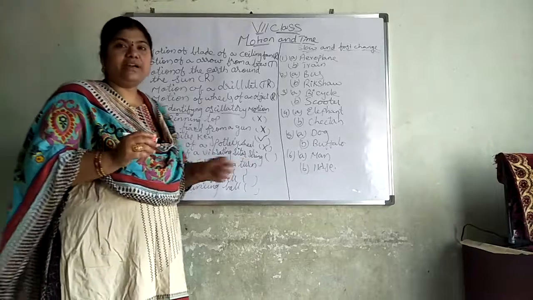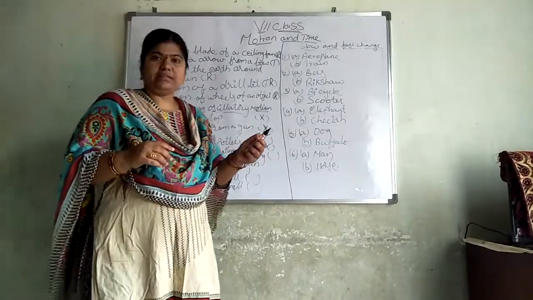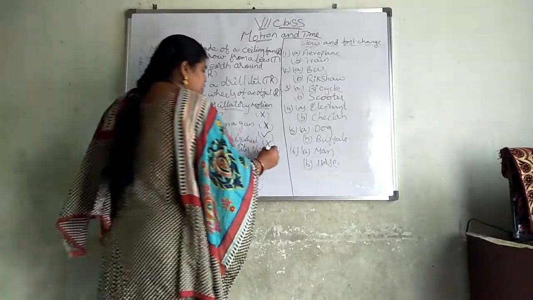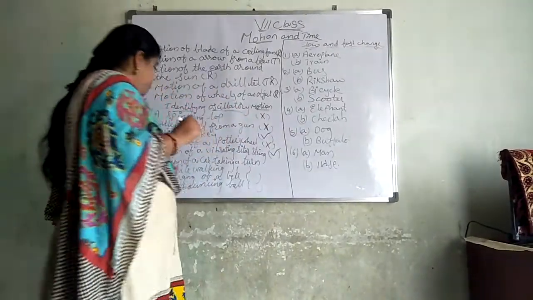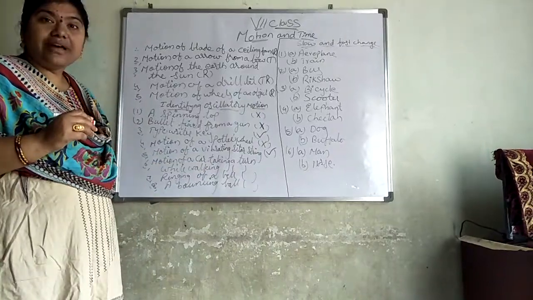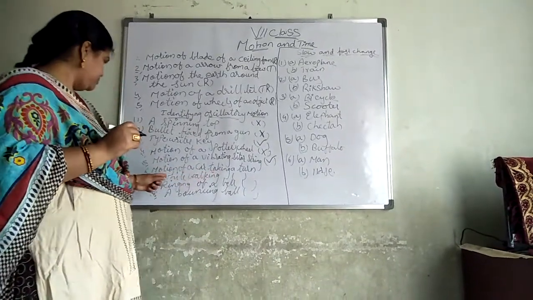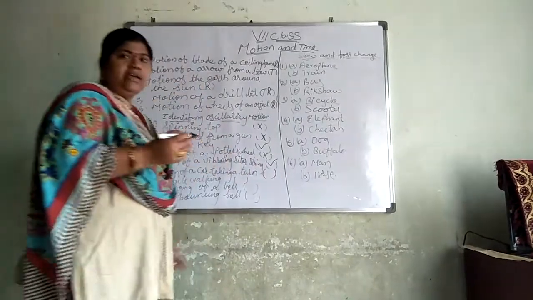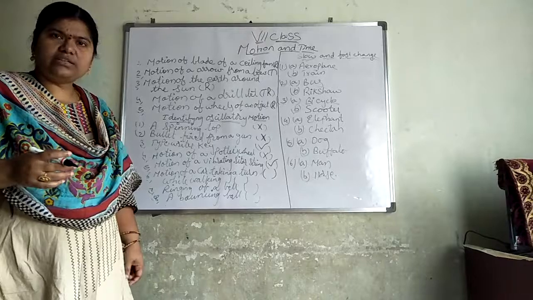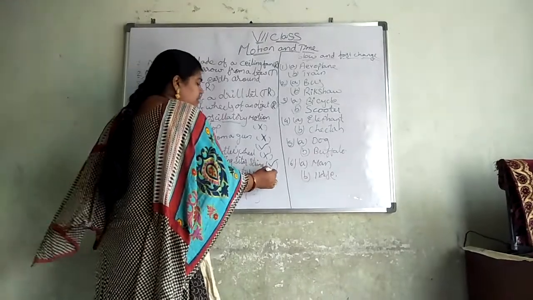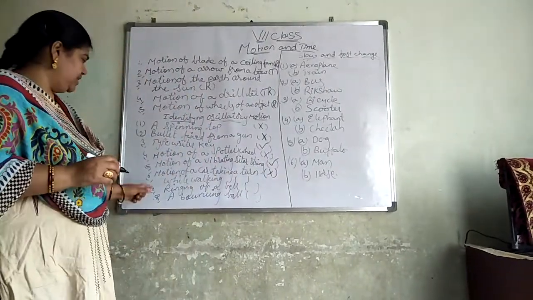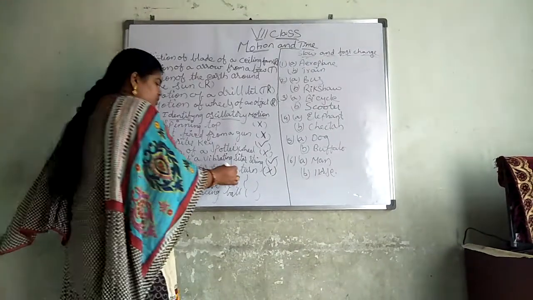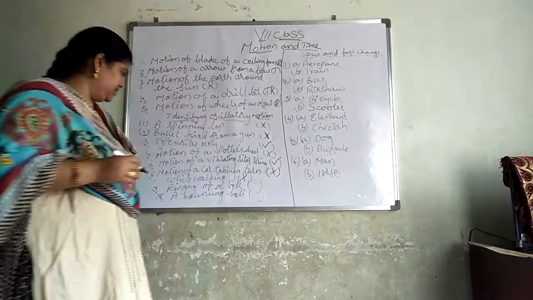Next one, motion of a vibrating sitar string. What does a sitar string always do? It is a to and fro motion. So this is an oscillatory motion. Motion of a car taking a turn, and walking. If a car is taking a turn, will we say it is oscillatory? No. It is a curvilinear motion. While walking, we go in a straight line. So this also will not come under oscillatory motion.